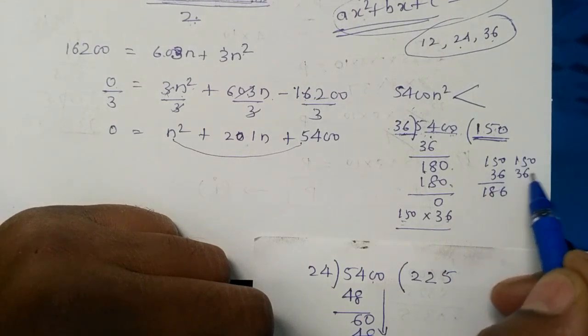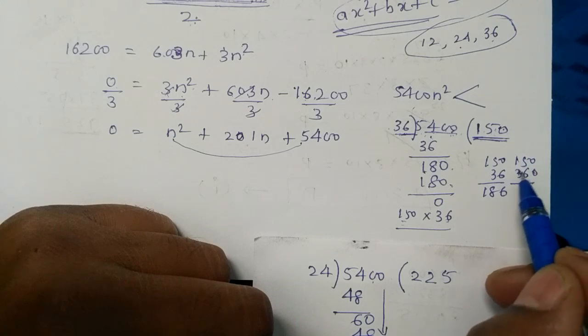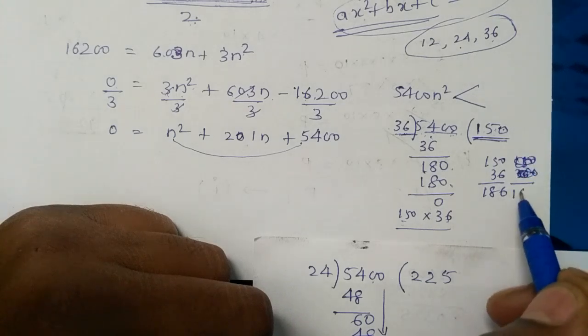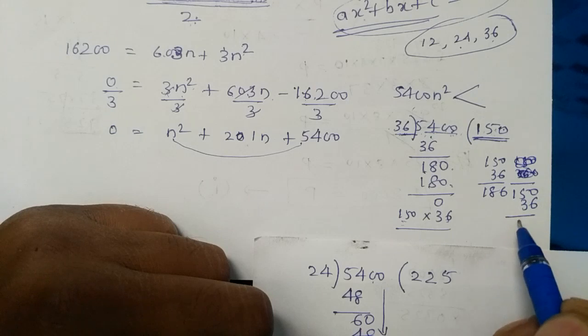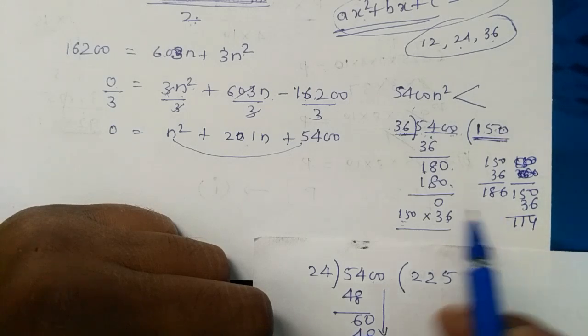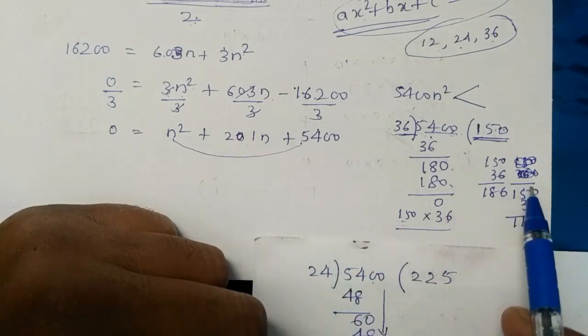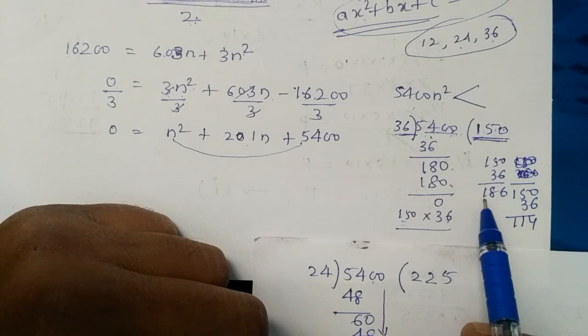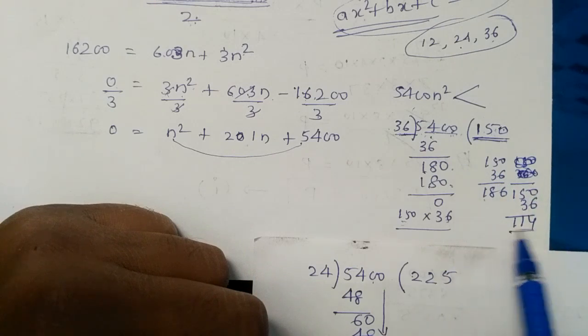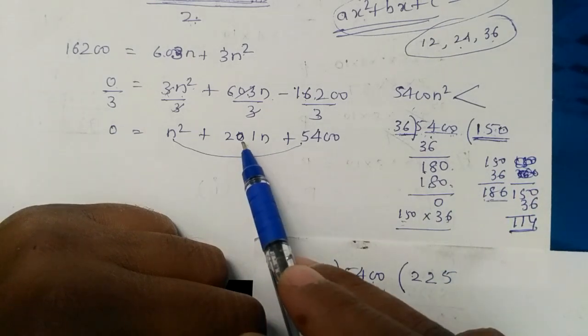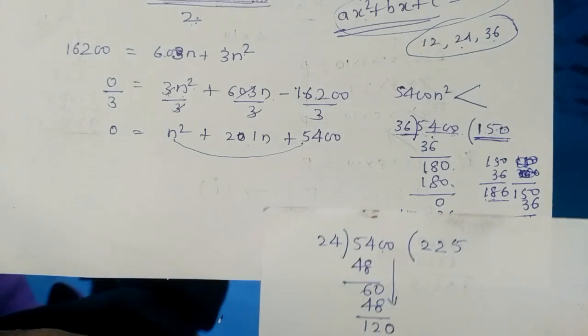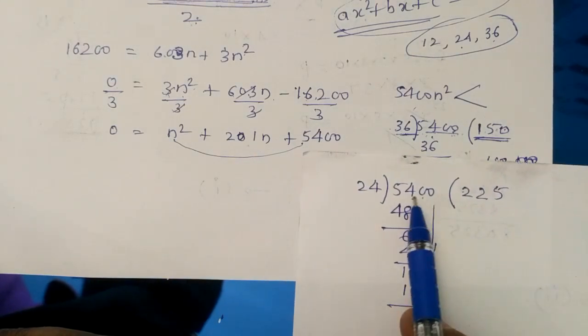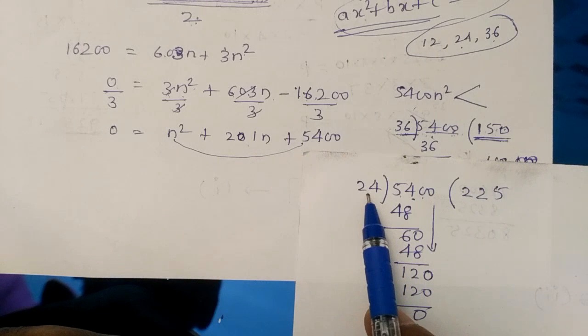150 and 36 we subtract, we'll get 114. But we want 201. 150 and 36 we added, 186 we will get. We subtract, 114, but we are not getting the middle 201. So that's why that plan we dropped, and we went to divide the 5400 by 24.